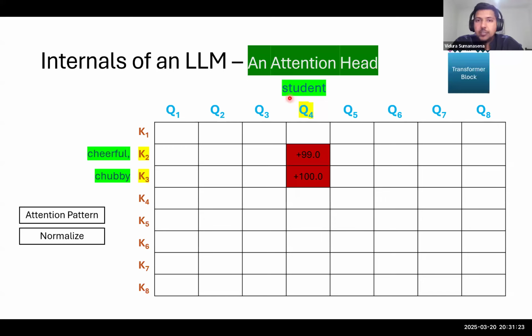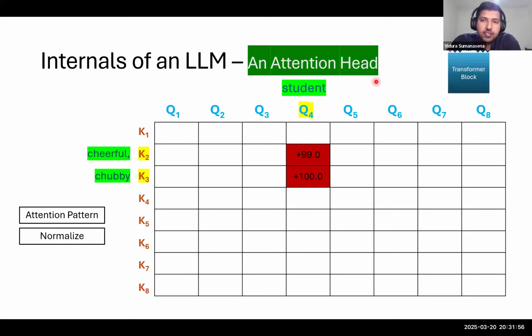All right, so we are here where we generated the attention map. So we call this the attention map. Basically, you will have higher values for the related words: student, cheerful, chubby. So in this attention head, we are specifically looking at only the adjectives of a certain word.